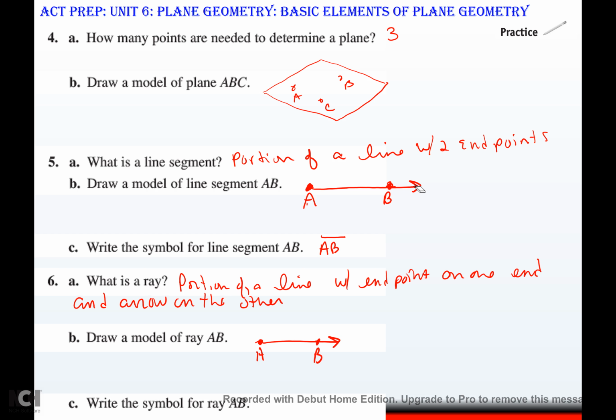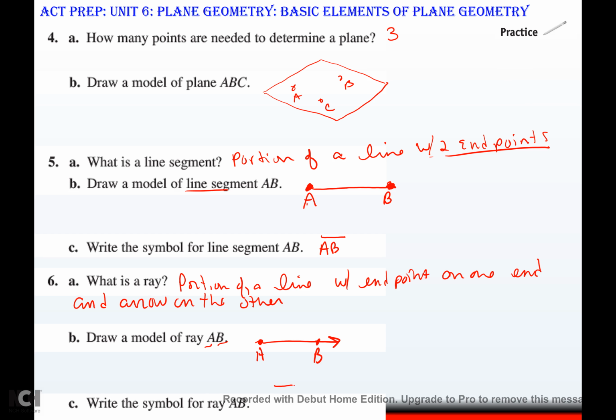Oh, what? I'm an idiot. I'm sorry, line segment up here, my bad. It ends at B. Sorry, I was thinking of a ray up there. Line segment back up to 5. Line segment ends. So it has 2 endpoints. I said that and then drew it wrong. Sorry. Alright, a ray starts at A and goes through B forever and ever and ever.